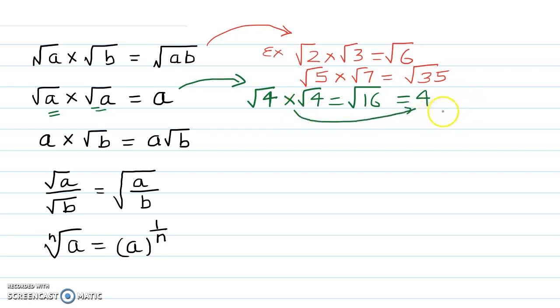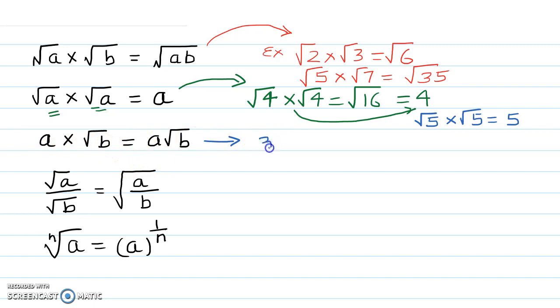If we take another example, root 5 times root 5, you don't need to write root 25. You can directly write down 5. Yeah. Now, an example for this one, A root B.